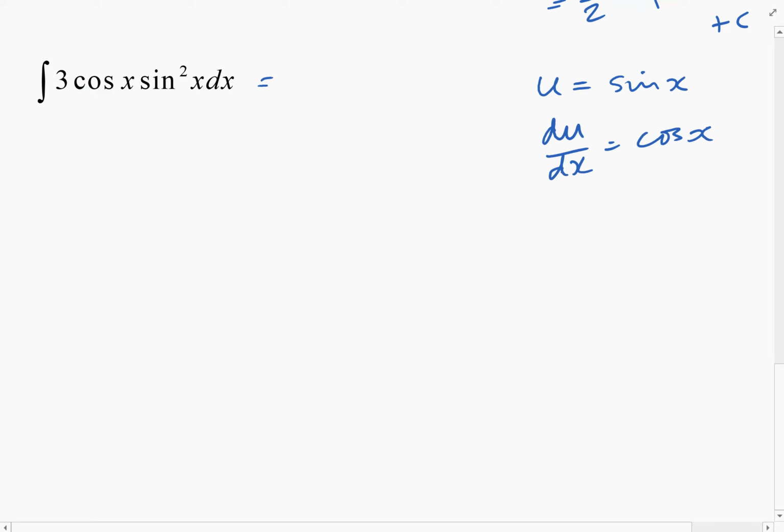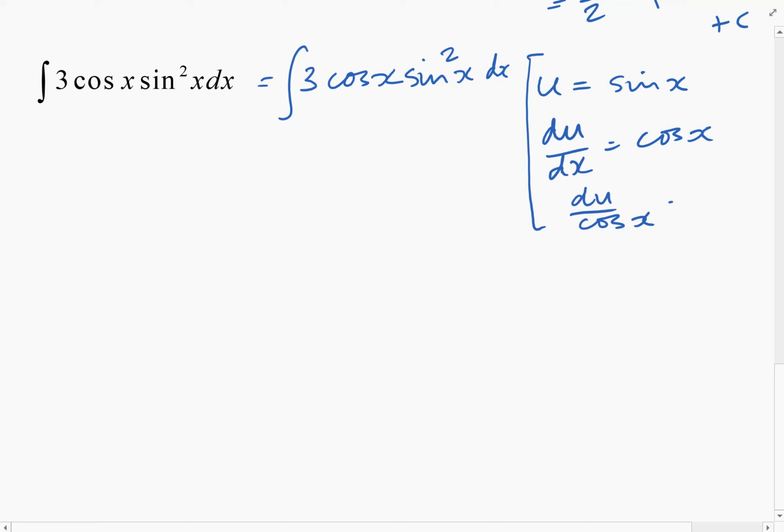So let's go ahead and do this integral now. It does take a bit of practice deciding what to let u equal for your substitution, but once you've done quite a few of these, it becomes a lot easier to decide what substitution to do. Okay, so we're going to do this substitution over here. Just put it in brackets. So then if we rearrange this, du over cos x equals dx. So we can replace that with this.